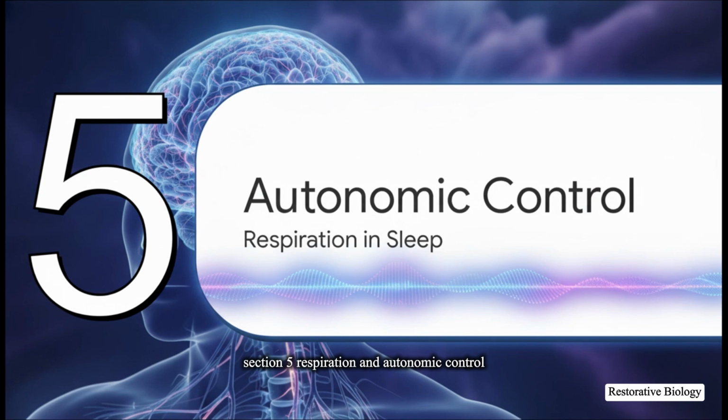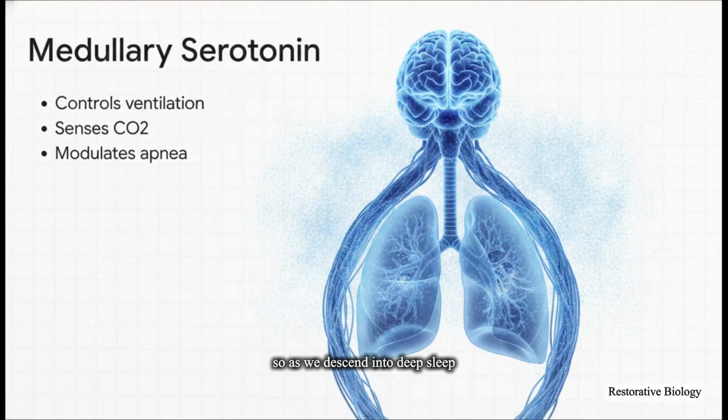Section 5, respiration and autonomic control. So as we descend into deep sleep, our conscious control over our body just vanishes, right? So who's driving the autonomic nervous system? Once again, serotonin plays a pivotal, literally life-sustaining role. Medullary serotonin neurons, which are located right down in your brainstem, are absolutely critical for sensing carbon dioxide in your blood and maintaining eupneic, or normal, respiratory rhythms.